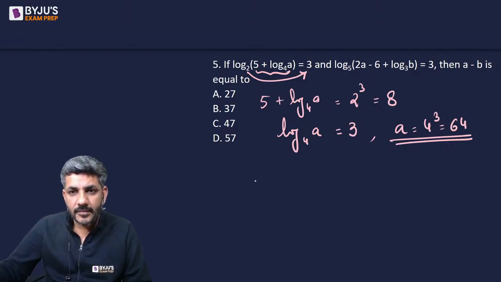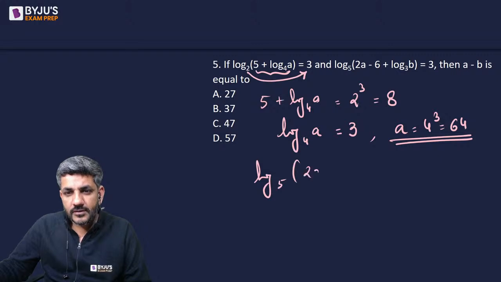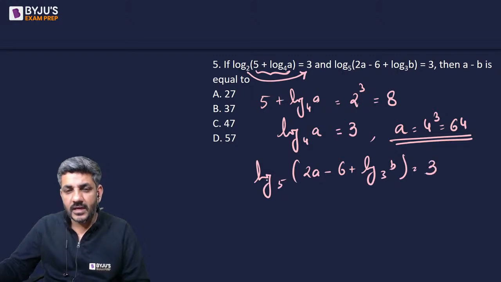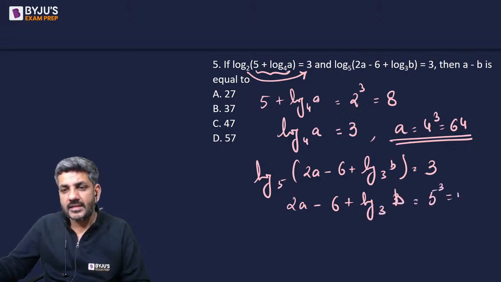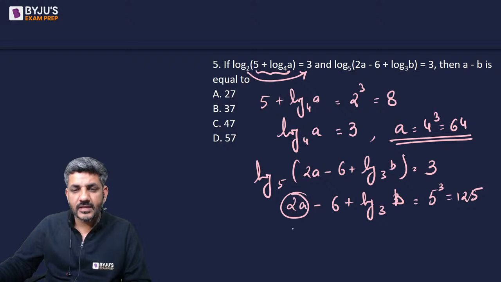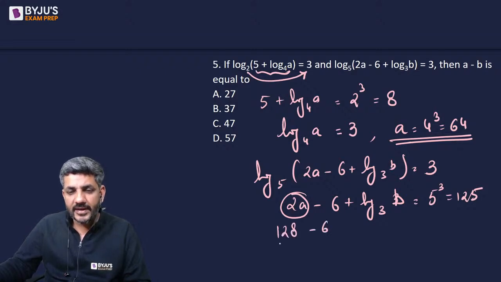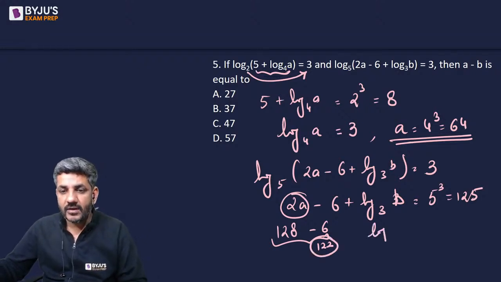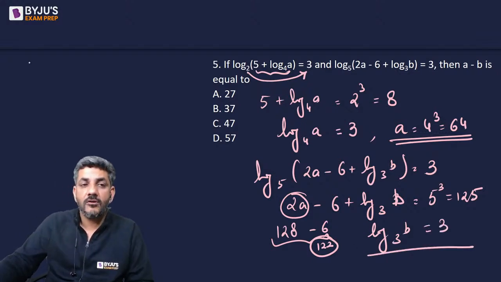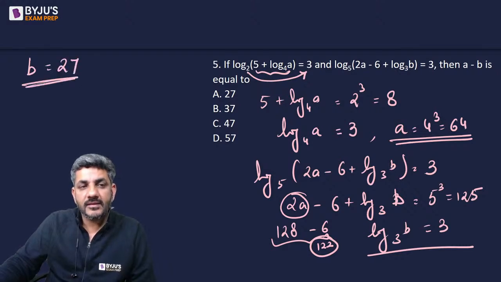Look at the second one now. It says log of 2a minus 6 plus log b to the base 3 is equal to 3. Again take 5 on that side, we have 2a minus 6 plus log b to the base 3 is 5 raised to the power 3, that is 125. But we already have a as 64. So a is 64, that means this would become 128. 128 minus 6 would become 122. This 122 will go on the other side, and I would have log b to the base 3 is equal to 125 minus 122, which is 3, or b is 3 to the power 3, that is 27.